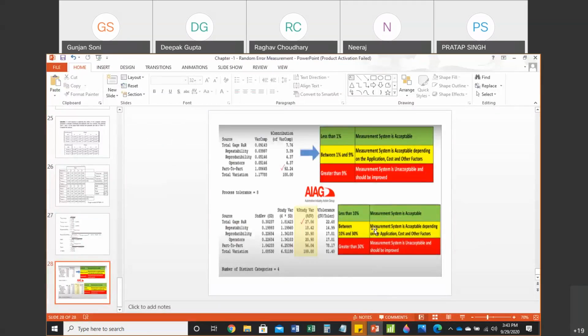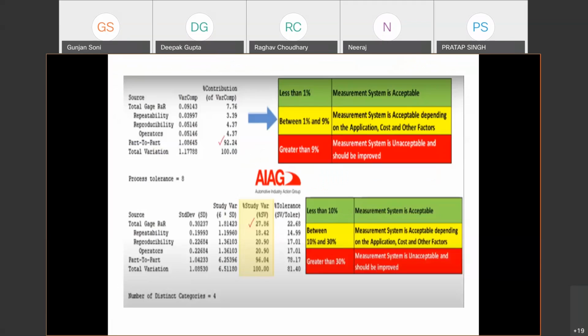So some guidelines are given regarding that. If study variance comes out to be lesser than 10% of total gauge R&R, it is acceptable. If it is coming between 10 to 30%, it is acceptable depending on the application, cost and other factors. It depends on the criticality also. If you are doing measurements of nuts and bolts, which are used for not very precision works, we can say if I try to increase precision, I'll have to spend a lot of money. So I'm okay with 10 to 30%.